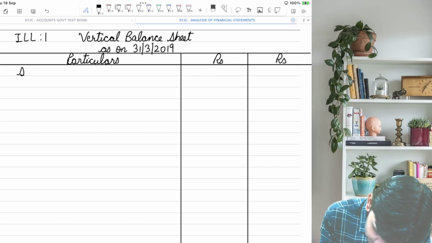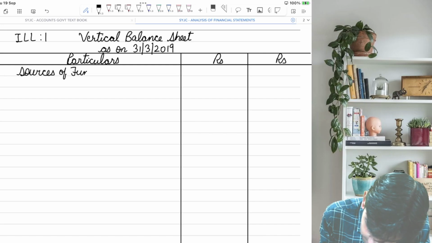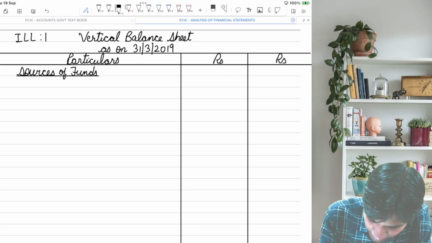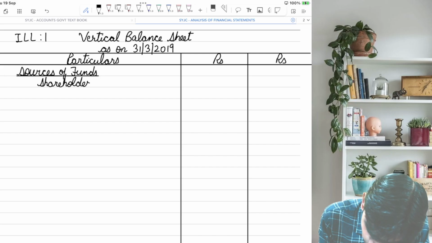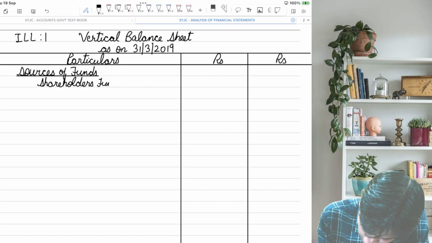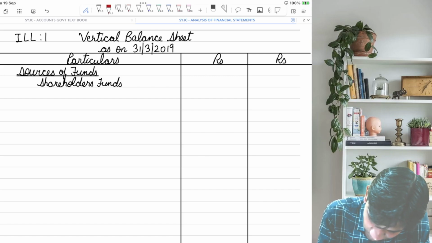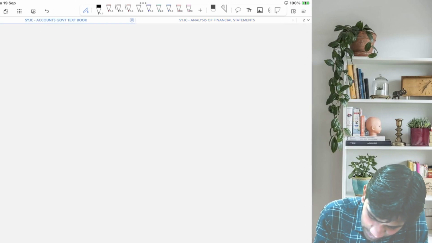What is the format, guys? Sources of funds. We just need to copy paste and arrange them in vertical format. Now we'll write only one name. We'll say shareholders funds. You can use the word owners funds, proprietor funds also. We'll use the word shareholders funds. In that, let's say what we have.